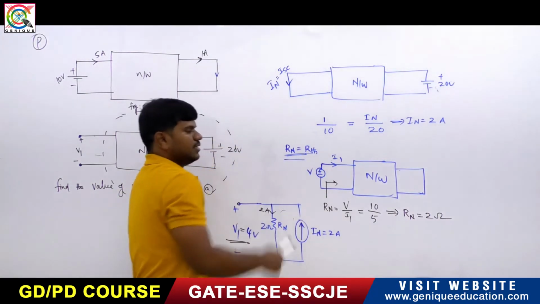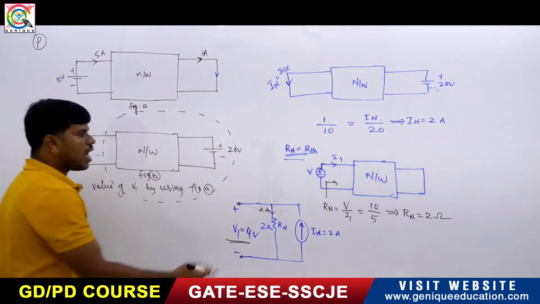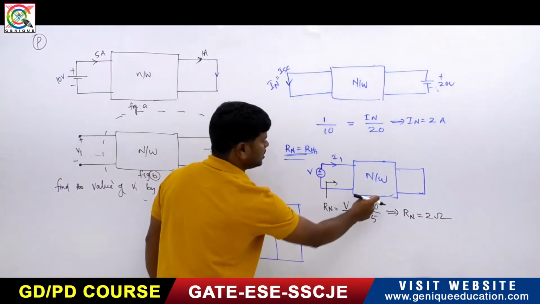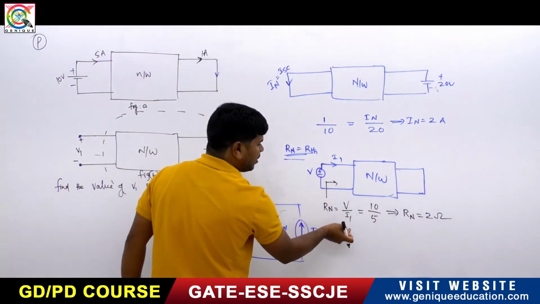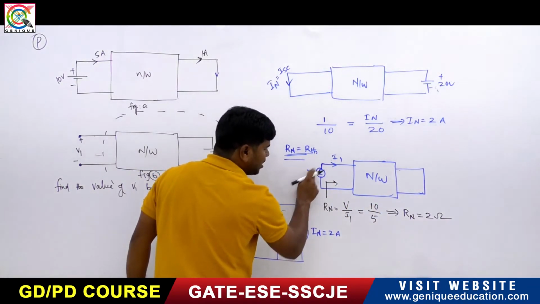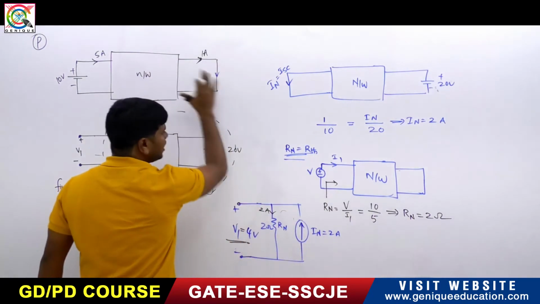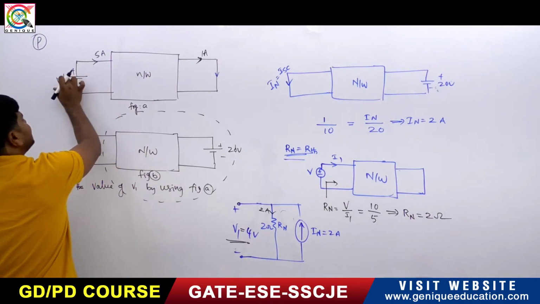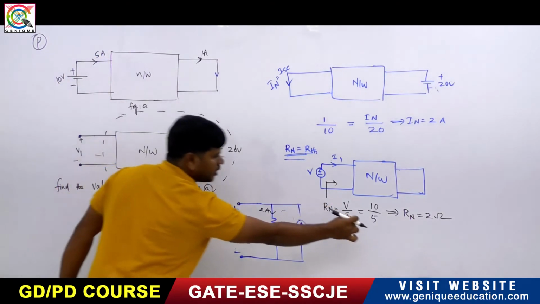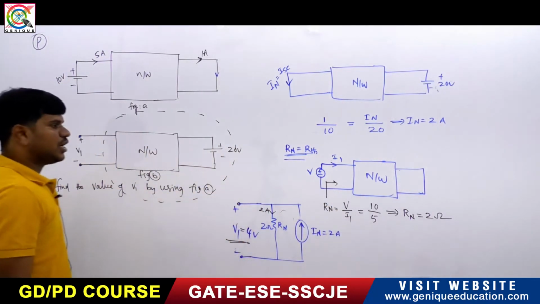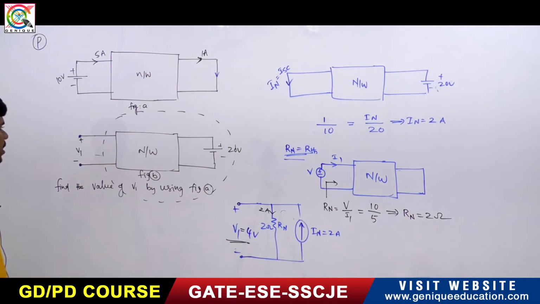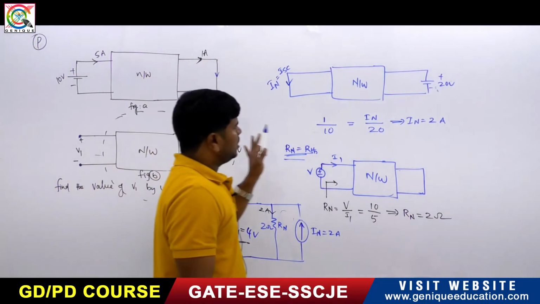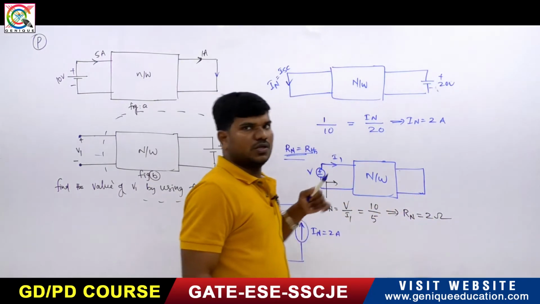So Rn is equal to V divided by I1. V means excitation, divided by the current, the response. So I can write excitation divided by the response. Like this, you can find the Rn here. This is how these kinds of questions will be solved.